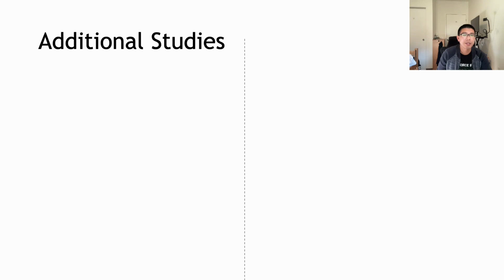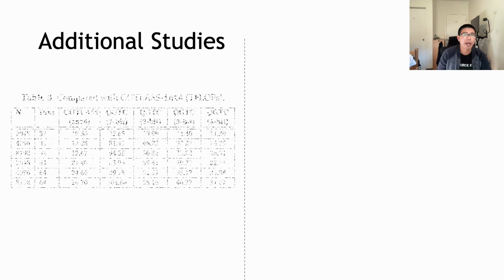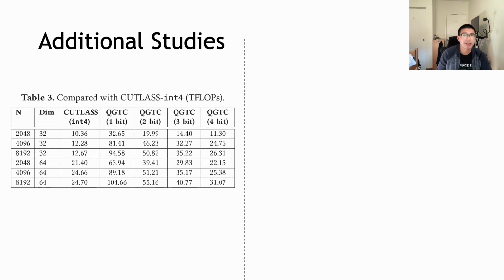For additional studies, we also compare against the latest quantized library with the int4 precision on the Tensor core computation. In terms of the throughput from the table 3, we can notice that our design can achieve evidently higher throughput compared with the quantized int4 with different number of the bit choices.